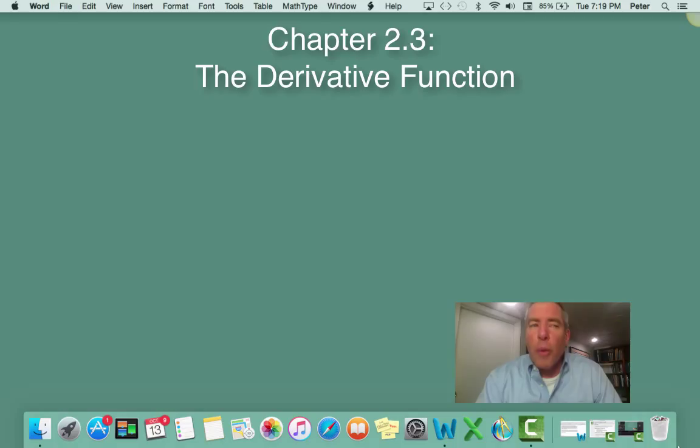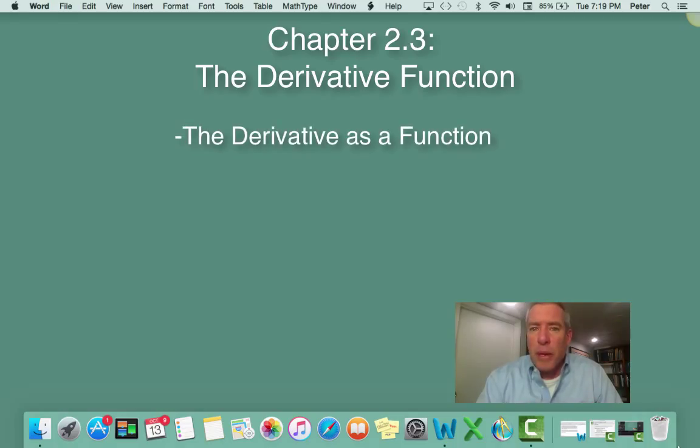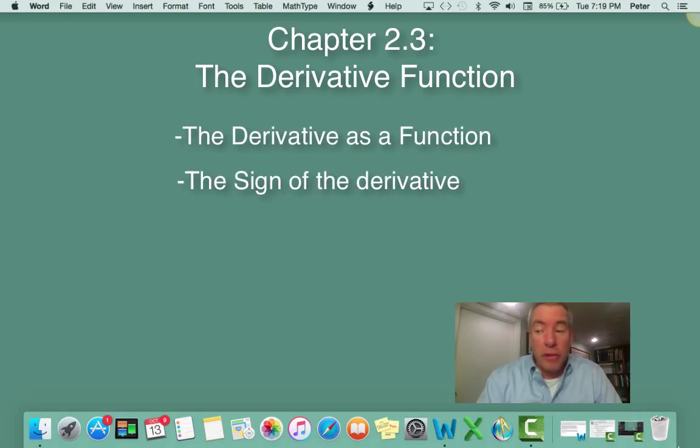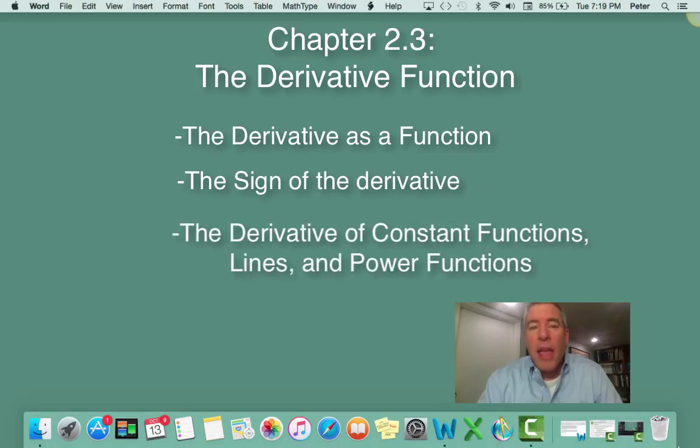We're also going to look at what the sign of the derivative means. If it's positive, what does it tell us? If it's negative, what does it tell us? And then finally, we'll take a look at some elementary functions like constant functions and linear functions and even power functions. We'll see if there are some shortcuts we can use to find the derivative of those functions so that we're not constantly having to take that limit of the difference quotient.